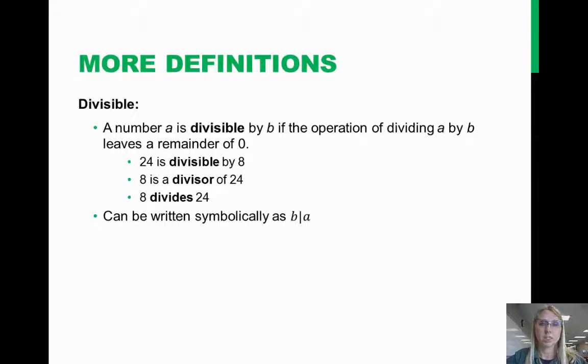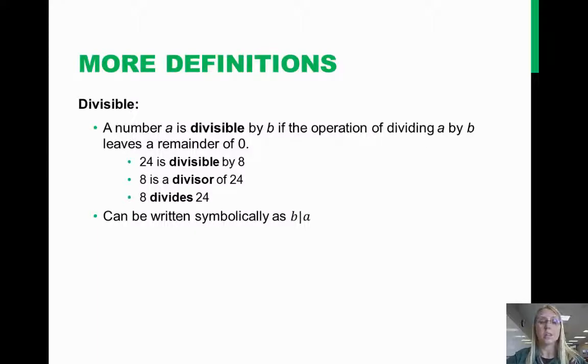Some more definitions are divisible. A number A is divisible by B if the operation of dividing A by B leaves a remainder of 0. So for instance, 24 is divisible by 8. 24 divided by 8 is 3 with no remainder. You could also say that 8 is the divisor of 24, and 8 also divides 24.